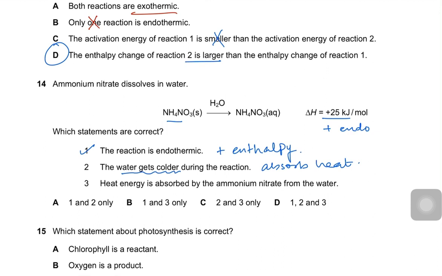Heat energy is absorbed by the ammonium nitrate from the water. So when ammonium nitrate is being dissolved, obviously it's going to be dissolving itself while absorbing heat from the surrounding environment, and the surrounding environment is water. So it's going to be absorbing the heat from the water because it's endothermic. So it's going to be D for doctor. 1, 2, and 3.